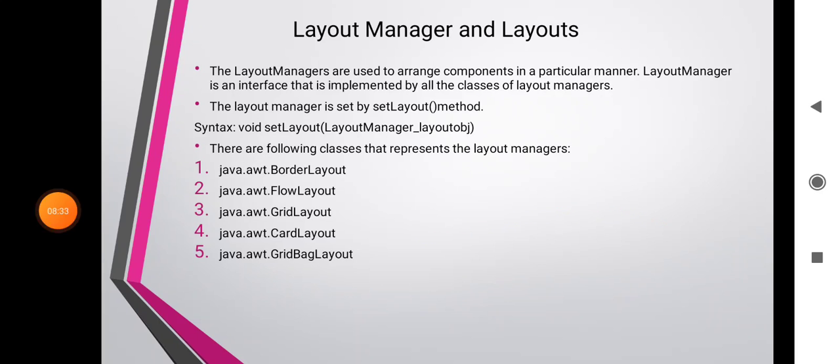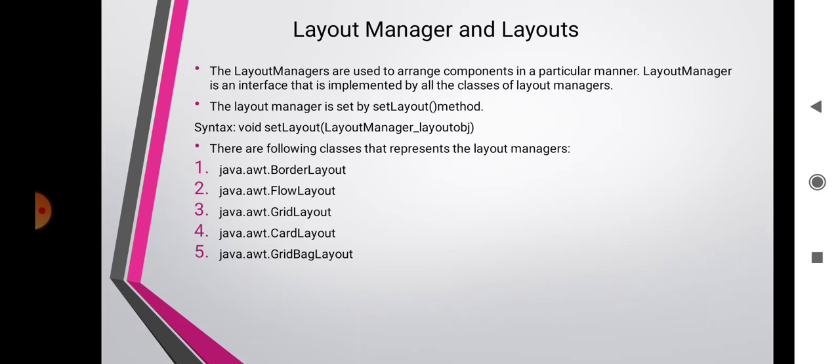Then the next topic is layout manager and layouts. Layout means the arrangement of components within the container. In other words, we can say that it is placing the component at a particular position within the container. The task of laying out the controls is done automatically by the layout manager. The layout manager is an object which determines the way that the components are arranged in the frame window.